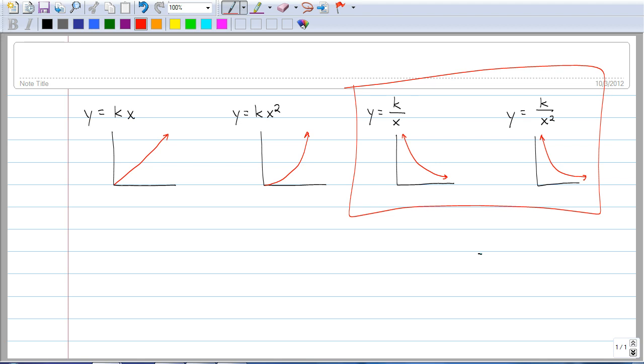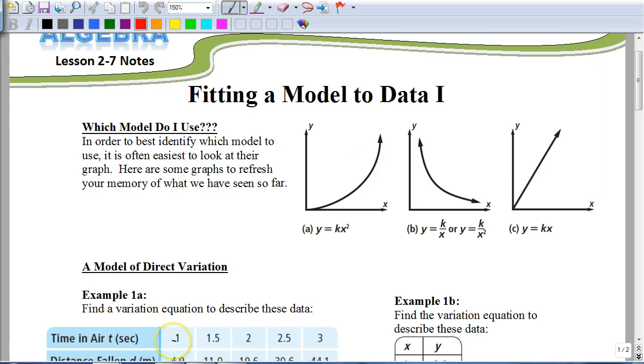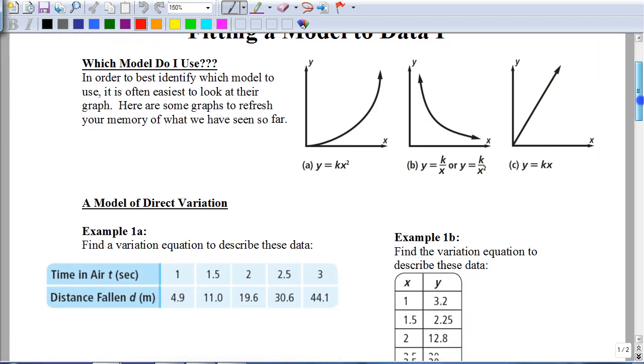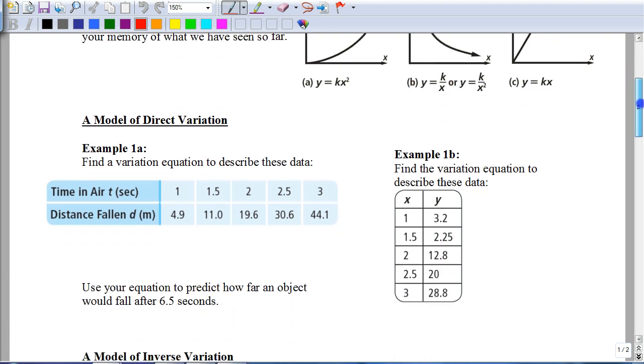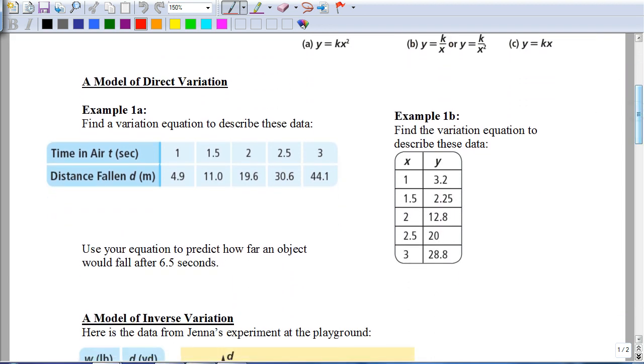So let's look at our notes. What this first part is visually showing you is just what I just showed you on that previous screen. Let's look at some examples. It says find a variation equation to describe these data. And by variation equation, they mean the specific equation.